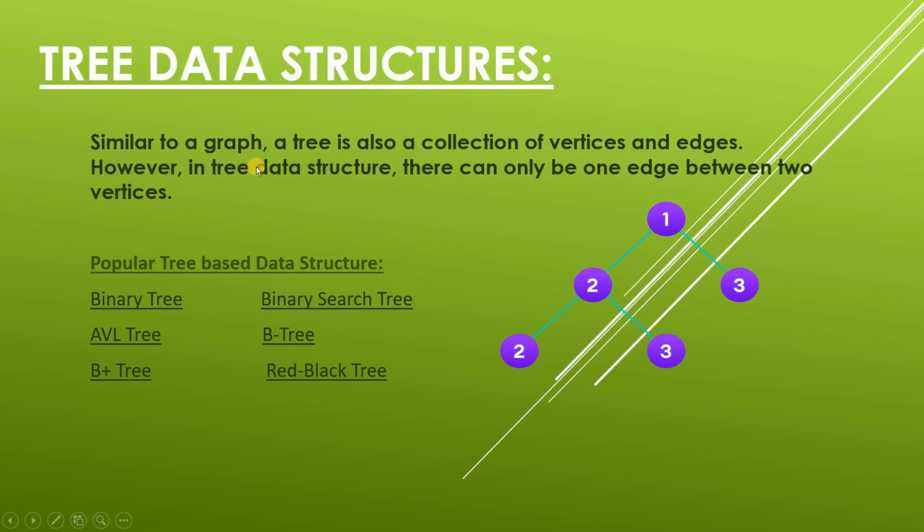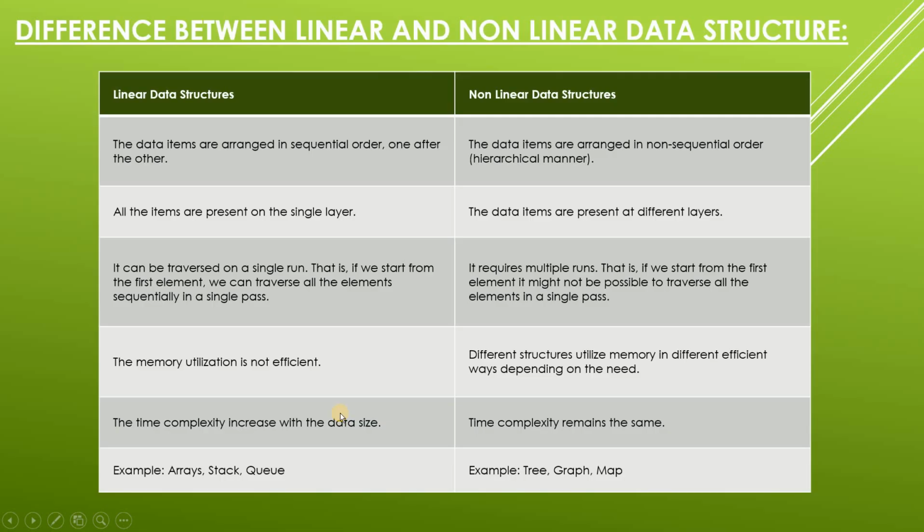Now, tree data structures. Similar to a graph, a tree is also a collection of vertices and edges. However, in tree data structure, there can only be one edge between two vertices. Popular tree-based data structures are binary tree, binary search tree, AVL tree, B tree, B plus tree, and red-black tree.